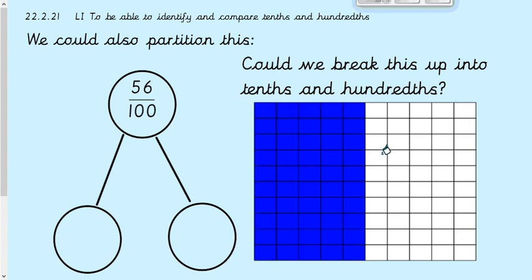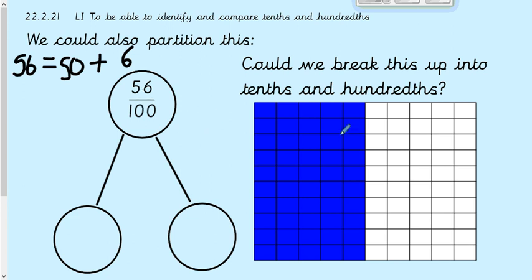Okay, so all I've done is shade in 50, because I can see it's 56. Think about it: if it was just 56, without being 56 hundredths, you would know that to partition it, you just partition it into tens and ones. That's what partitioning means. So you've got 5 tens, which is 50, and 6 ones, which is 6. So 56 just on its own, if you partition that, would be 50 add 6.